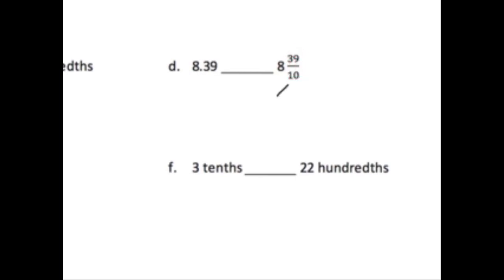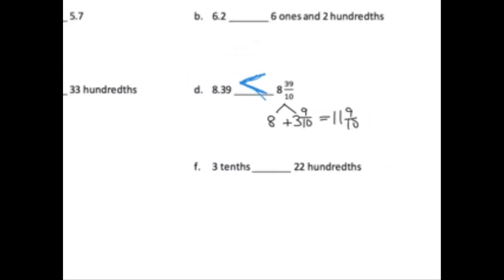So I'm going to decompose this to 8, and this becomes 3 and 9/10, because 39/10 is equal to 3 wholes and 9/10. So altogether, this is equal to 11 9/10. So that tells us that the number on the right is larger than the number on the left.